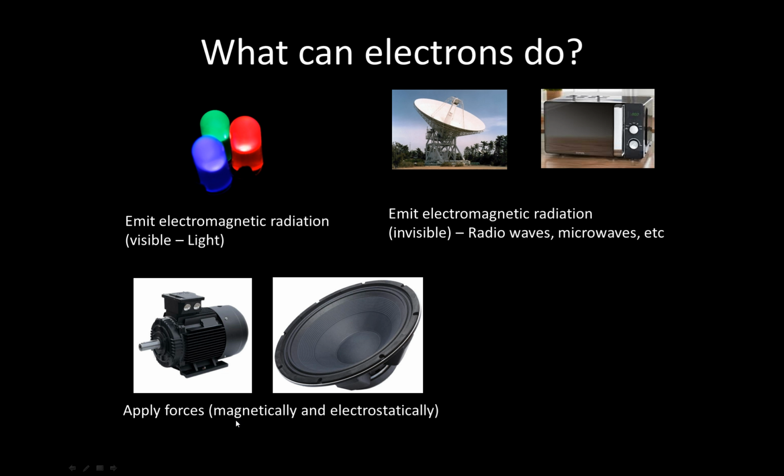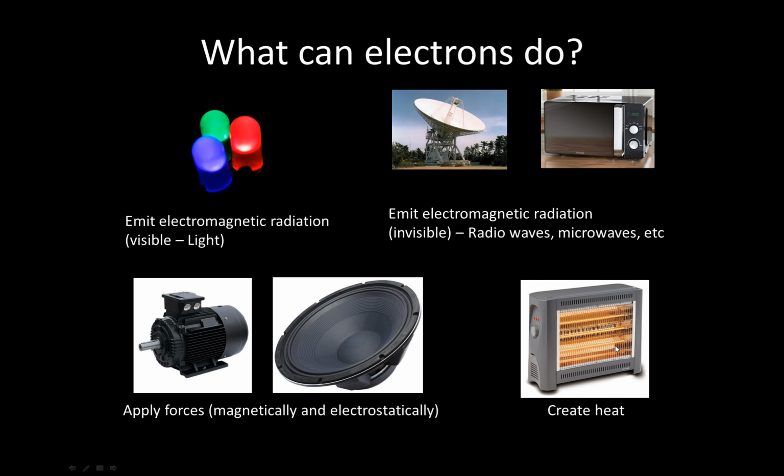They can also apply forces magnetically and electrostatically. So here we have a motor as an example, and a speaker which has a cone which is driven magnetically, which then applies forces to air molecules to set up pressure waves, which we then perceive as sound. And they can also create heat, which is often an unwanted byproduct of electrons' motion. So these are all outputs. They affect our world with some useful action, but that's not all that electrons can do.